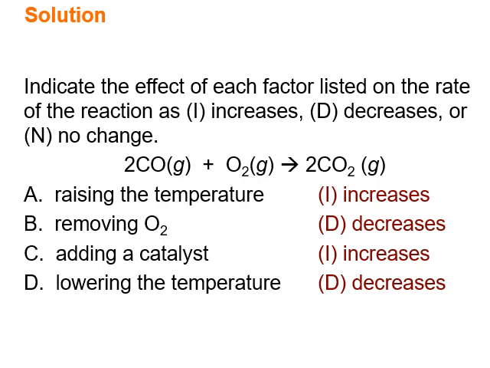And you can see that, as you might expect, raising the temperature increases reaction rate. Removing one of the reactants decreases the reaction rate. That is, just to make that clear, if you had fewer molecules of oxygen to react with carbon monoxide, at any point in time you would have fewer carbon dioxide molecules being formed per unit time. Adding a catalyst would increase the reaction rate, and lowering the temperature, well, obviously that's just the opposite of raising the temperature.